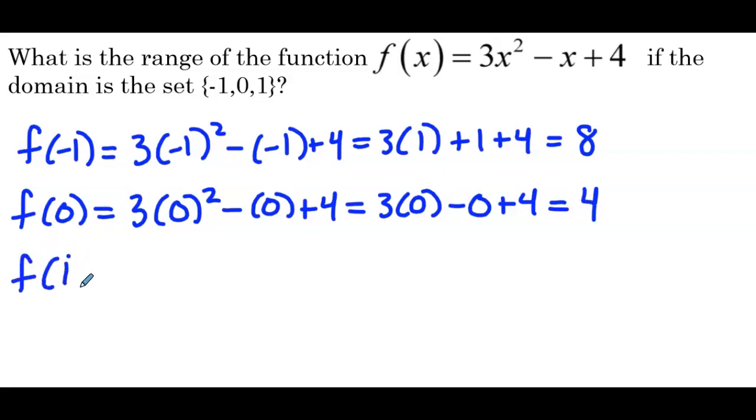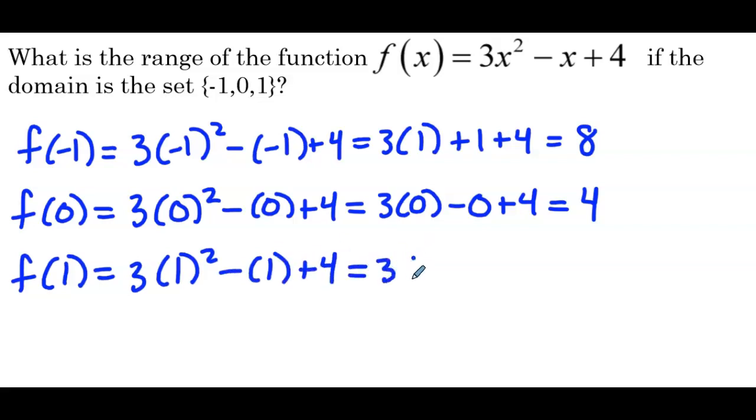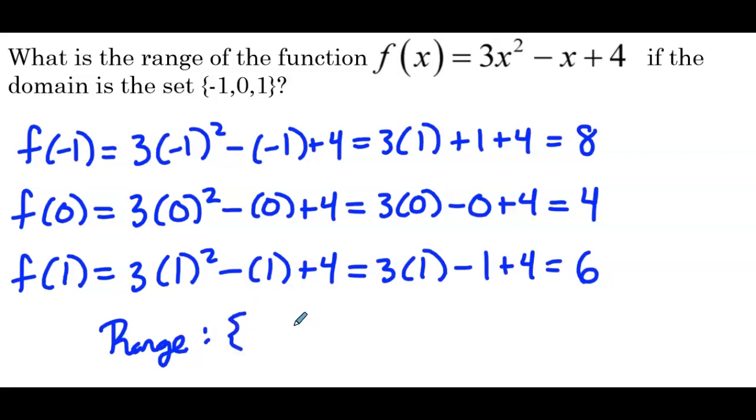And last, we'll evaluate f of 1. So substituting 1 in for each x, 3 times 1 squared minus 1 plus 4. We have 3 times 1 minus 1 plus 4. So we have 3 minus 1, which is 2, plus 4 is 6. So our range from least to greatest is 4, 6, 8.